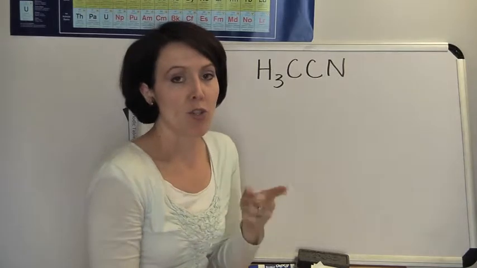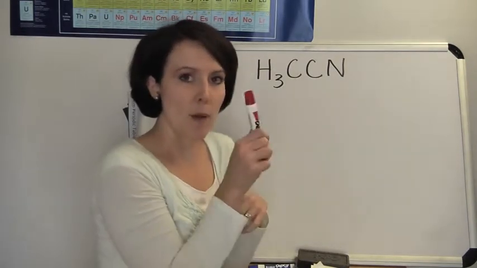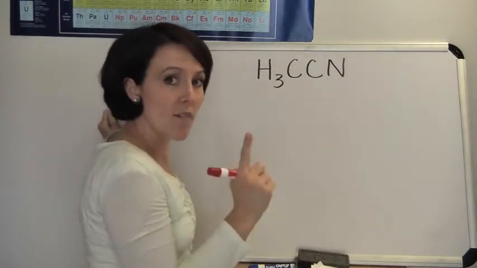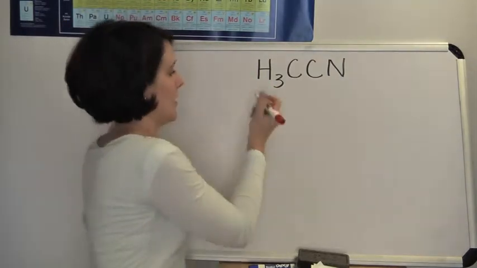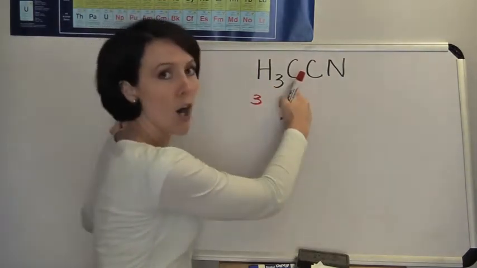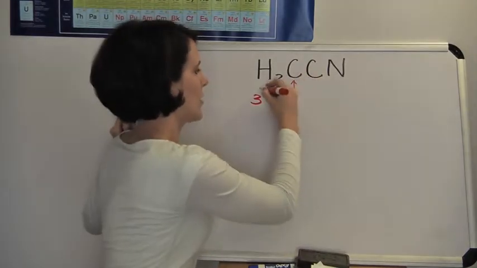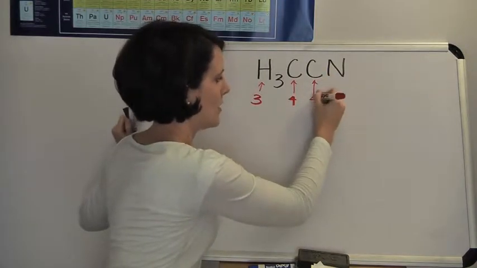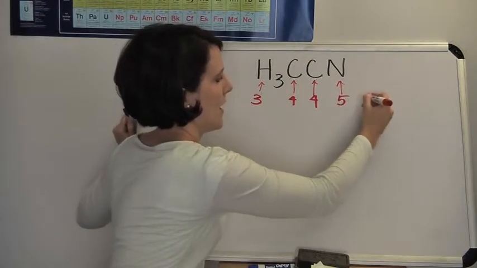First, I want you to figure out how many valence electrons we are dealing with. I'm going to use my red marker to indicate that. Each hydrogen has 1 valence electron, and we have 3 hydrogens, so we have a total of 3. Carbon has 4, and maybe I'll indicate little arrows. Carbon here has 4, and nitrogen has 5.